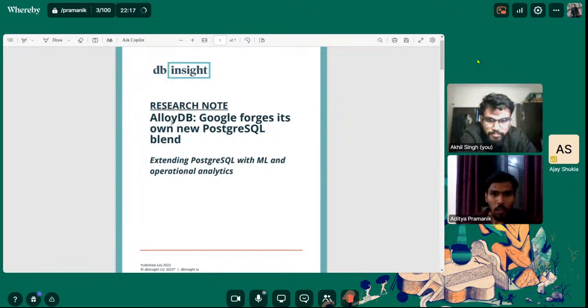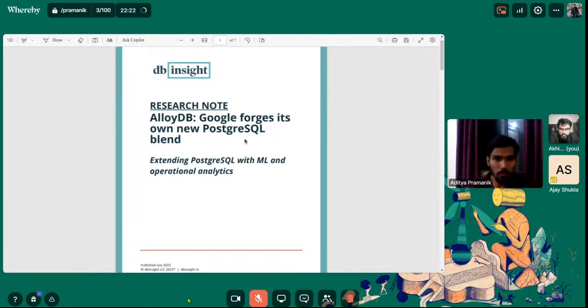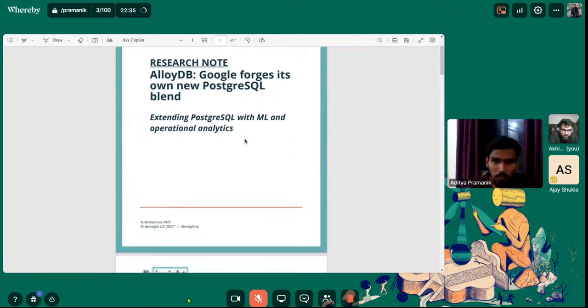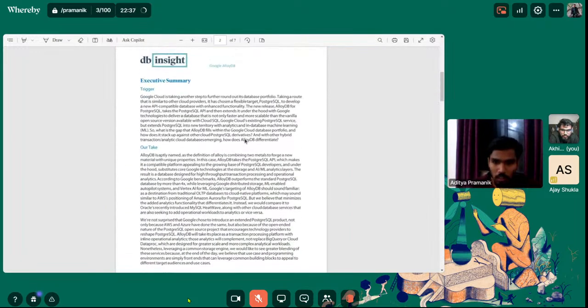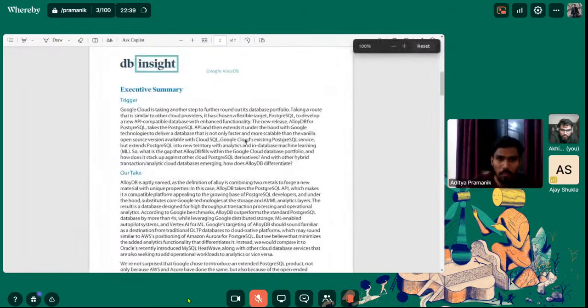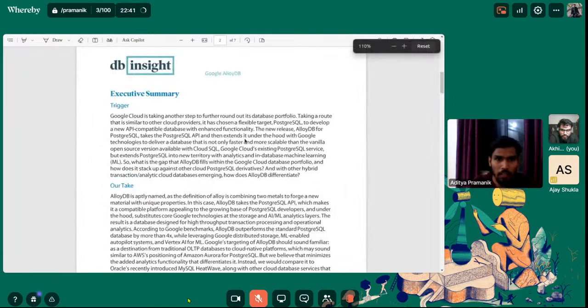Okay, so AlloyDB, which is just a Postgres blend. With this title only, we can understand that it is some service which is forked from the open source PostgreSQL, right? So let's just quickly read it. We will try to scan it and figure out what the paragraph says, right?